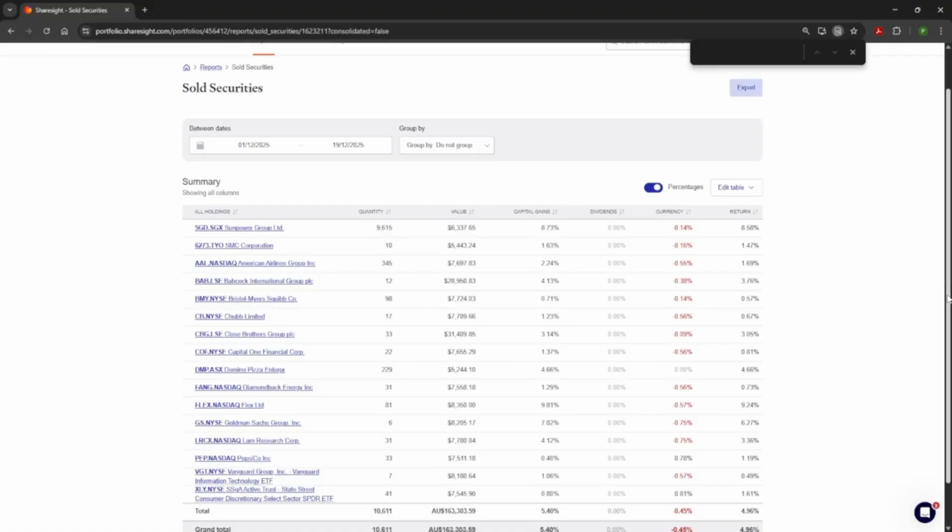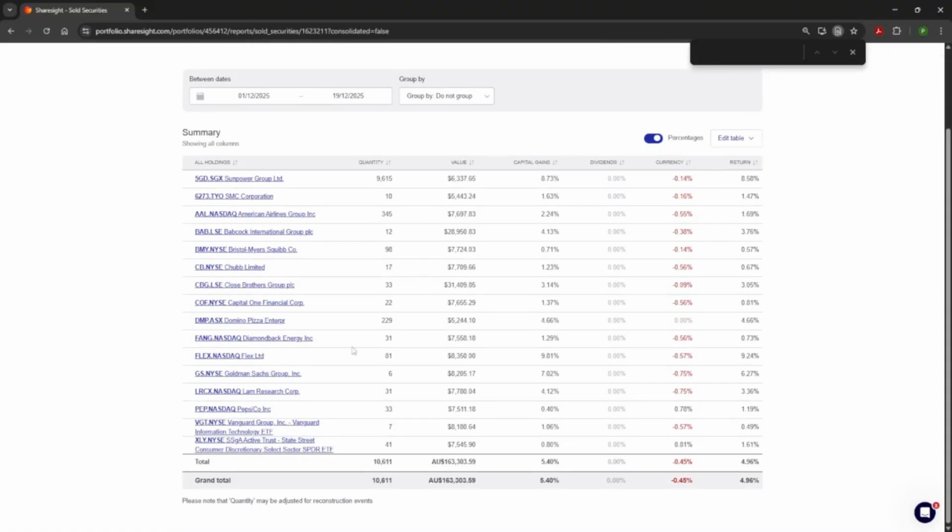Here's some share trading IDs. There's some of the trades we've completed so far in December, and they've returned 4.96% since the start of December this year.